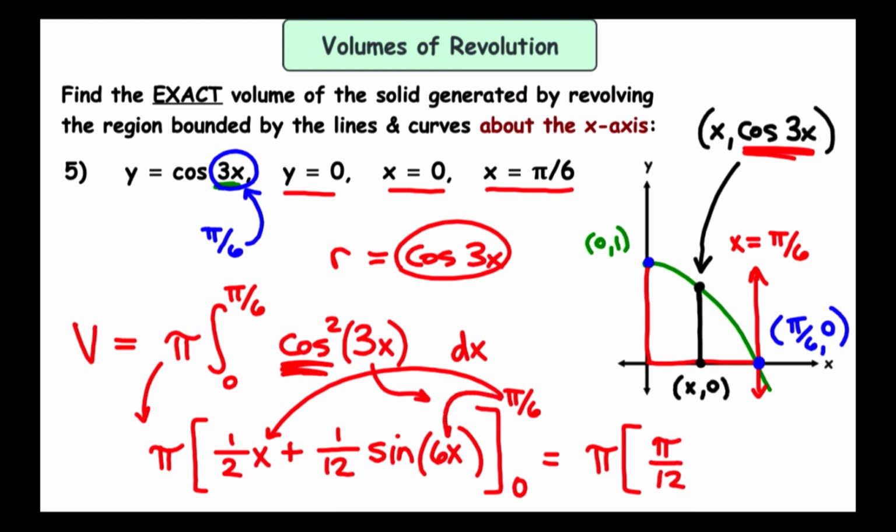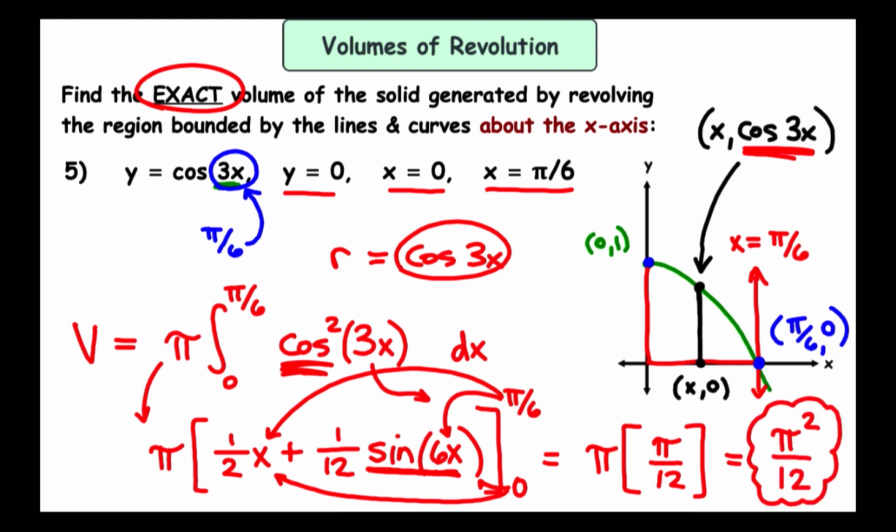Pi over 6 going into here makes a pi. Sine of pi is 0, so that second half just dies off. And if you plug zeros into both places, you're going to get another 0 plus 0, so that's that. And the exact volume is pi squared over 12, or 1/12 pi squared. And as always, that's cubic units.